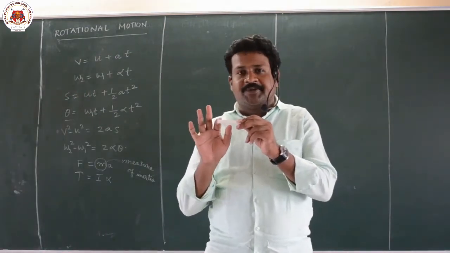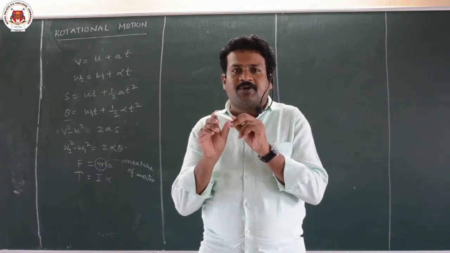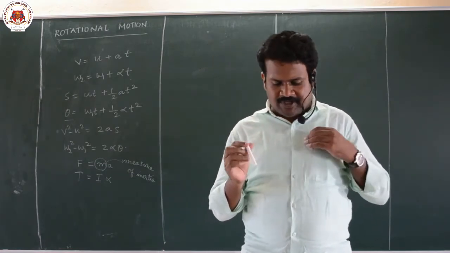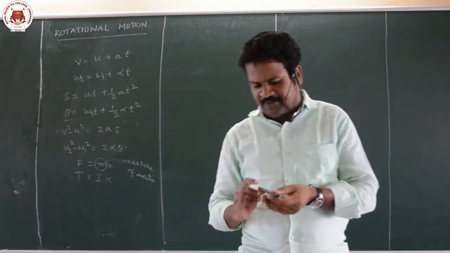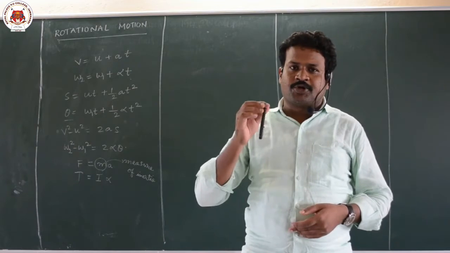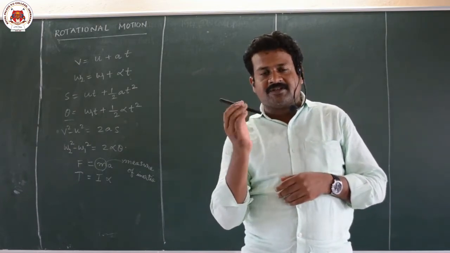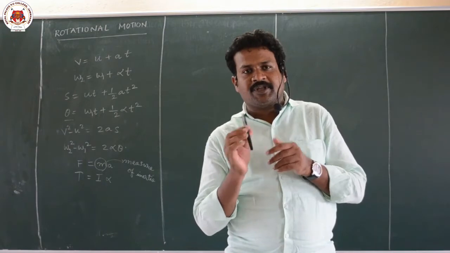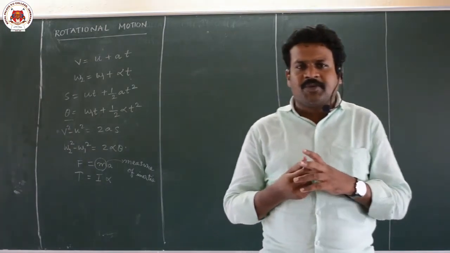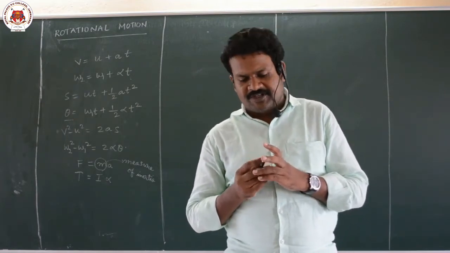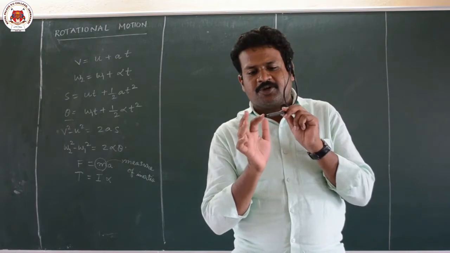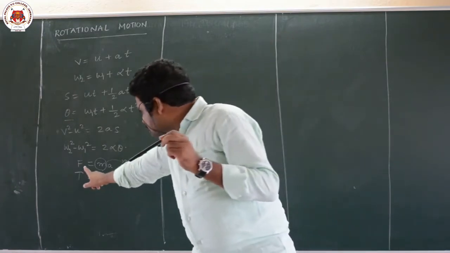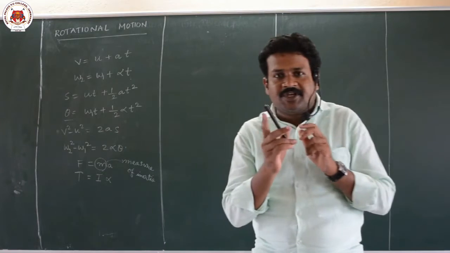If you want to rotate this body, it has some opposition. For that you have to apply torque, then only the body will rotate. Take a rod, let us assume this chalk piece is a rod, or take this pen: rotating it from the end takes more torque, while rotating it at the center takes less torque. That means the moment of inertia at the end is more when compared with the moment of inertia at the center. For a rod also, the moment of inertia at the end is more than at the center. Just as force sets a body into linear motion, torque sets it into angular motion.